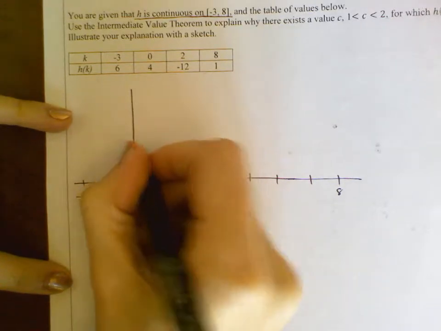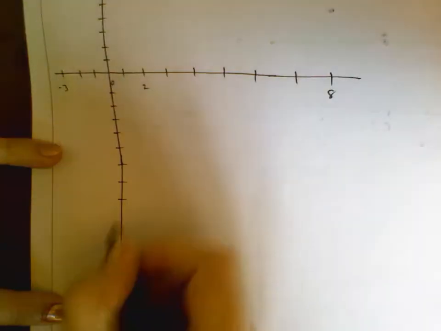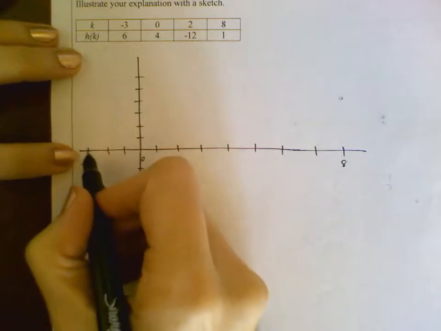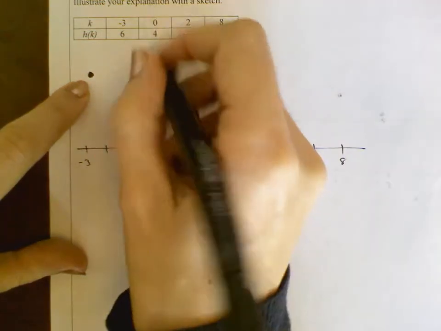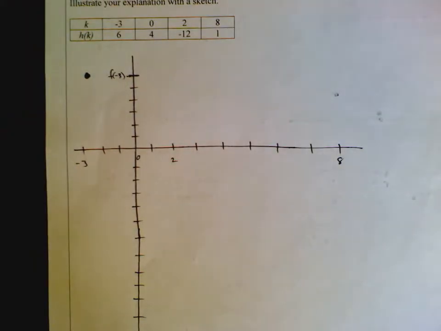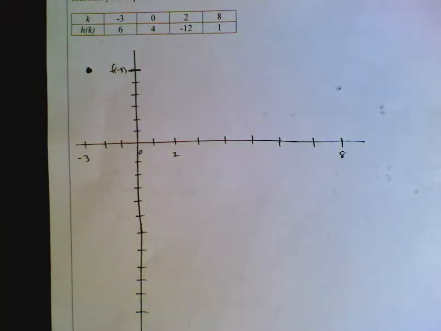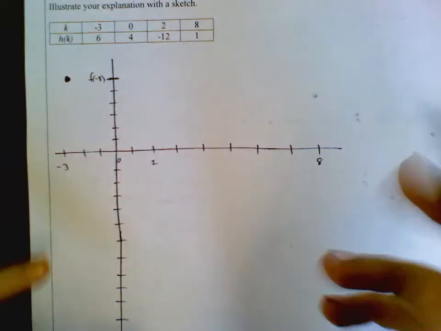So 1, 2, 3, 4, 5, 6. 1, 2, 3, 4, 5, 6, 7, 8, 9, 10, 11, 12. Okay. So at -3, the output is 6. So that's the highest one. Oh, and by the way, this is up here, so that y value, which is 6, is f of -3. So I'm going to show on my y-axis where f of -3 and f of 8 are, so that you could see the intermediate nature of 0 here. So there's that. And then f of 8 is 1.